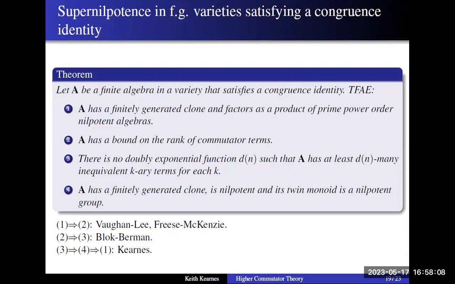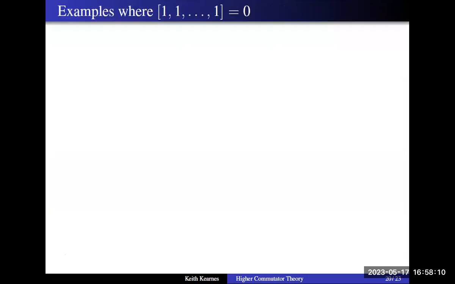And it wasn't until Bulatov's paper in 2001 that we had a connection with the commutator, and then later with the work of Aichinger and Ecker, where we had the name supernilpotent. Some examples.